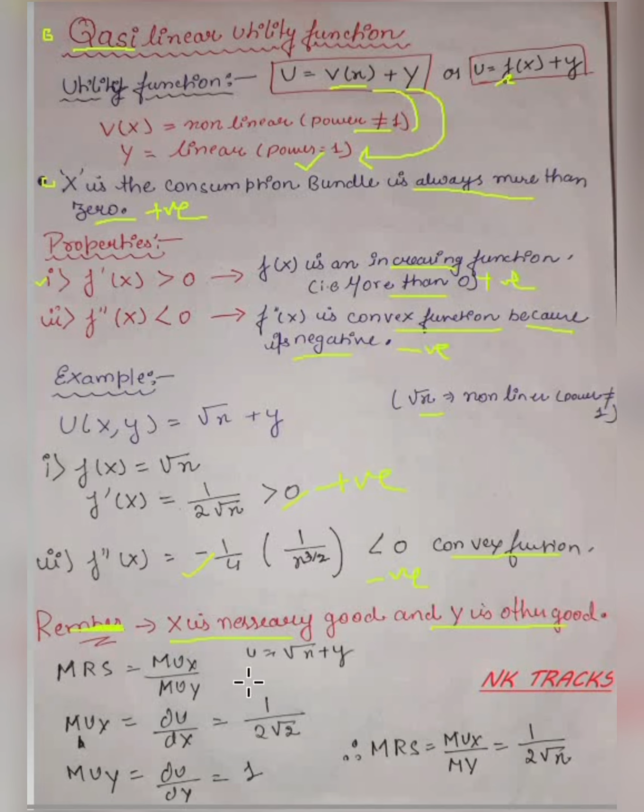So let's see the MRS. What is the formula of MRS? MUX by MUY. So we differentiate for MUX, we get du by dx, and the value will be 1 by 2 root x. Okay, and the MUY value will be du by dy, that is 1. Therefore MRS will be MUX by MUY, and the value results in 1 by 2 root x.